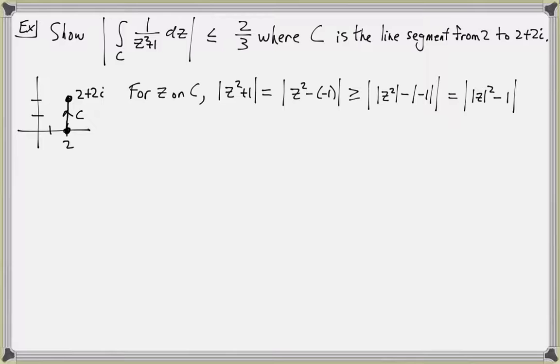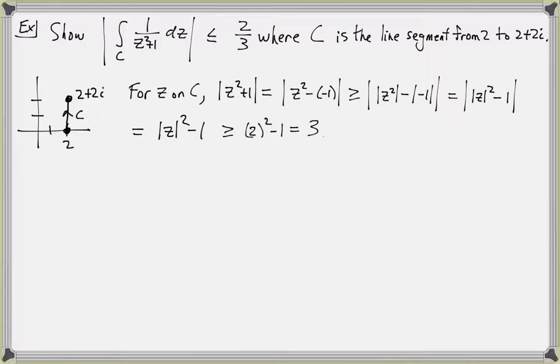Now, if we look at z on the contour C, the absolute value of z will always be greater than or equal to 2. So if we look inside this absolute value bar, the absolute value of z squared minus 1, we'll always have a positive value on the contour C. So this is going to be equal to z squared minus 1, and I can drop the absolute value bars because this quantity is always positive. And moreover, since the absolute value of z is greater than or equal to 2, this expression is greater than or equal to 2 squared minus 1, which equals 3.